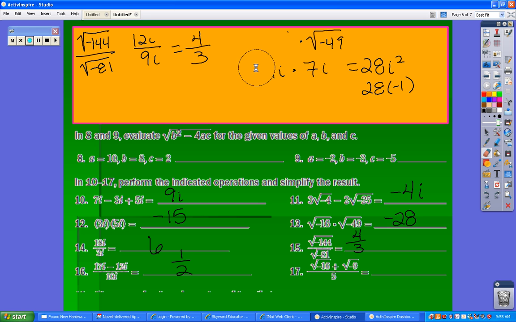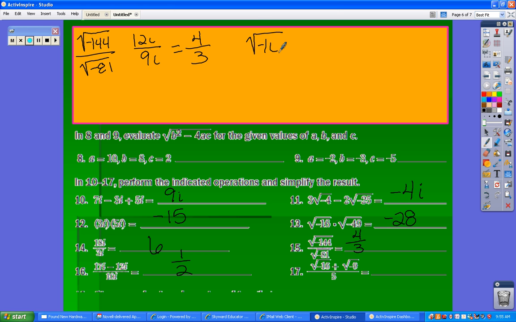And last but not least, I don't know if there's any on the next page or not. I have square root of negative 16 plus square root of negative 9 all over 5. 4i plus 3i over 5. 4i plus 3i is 7i, still over 5. Nothing can be simplified there.